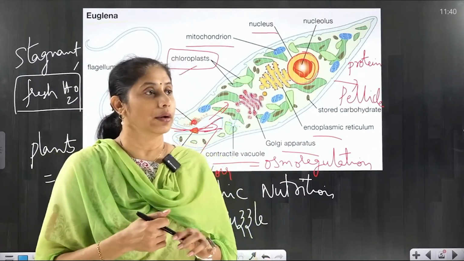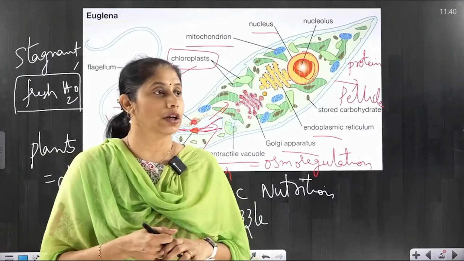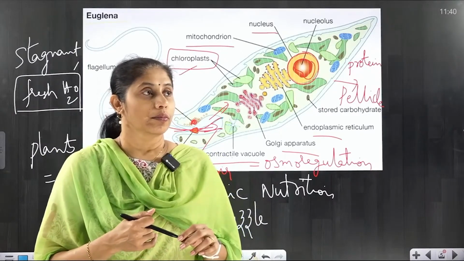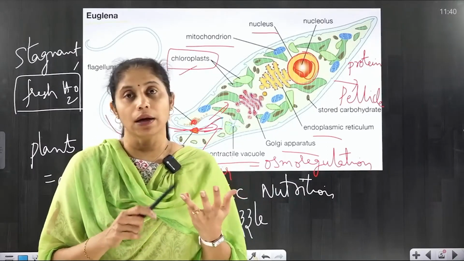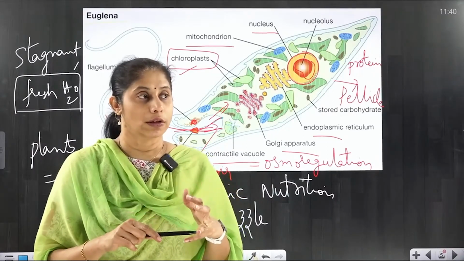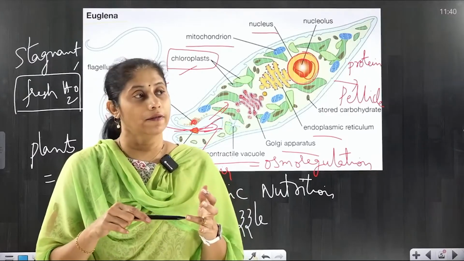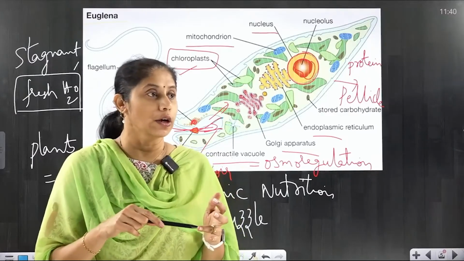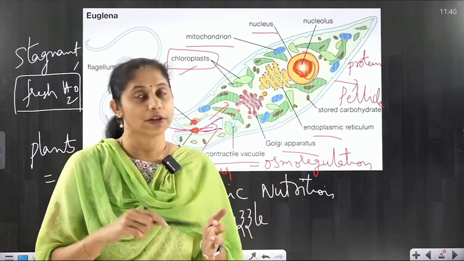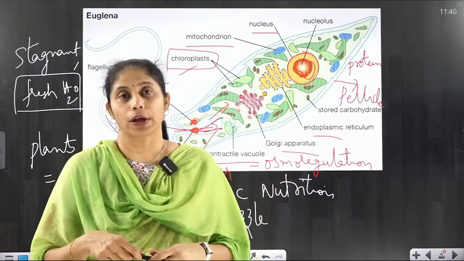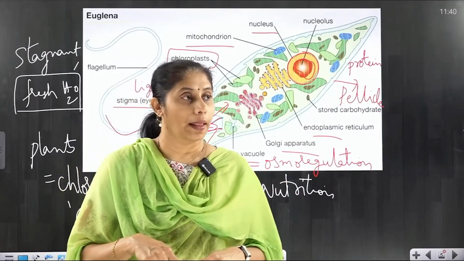Gonyaulax is the dinoflagellate. So, diatoms are made up of silica in their cell walls. Dinoflagellates have cellulose in their cell walls, cellulose plates. Euglena has no cell wall, but a pellicle is present, which is a protein-rich layer made up of proteins. Okay?